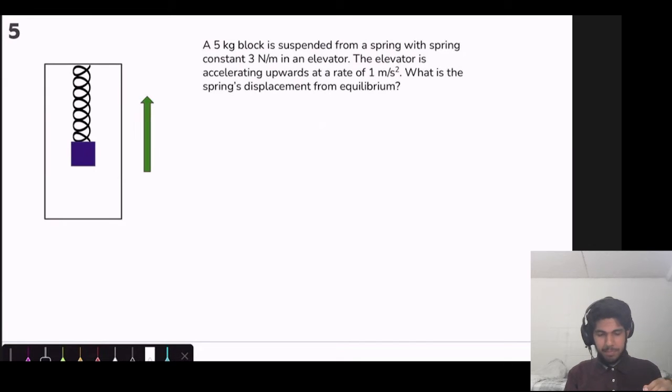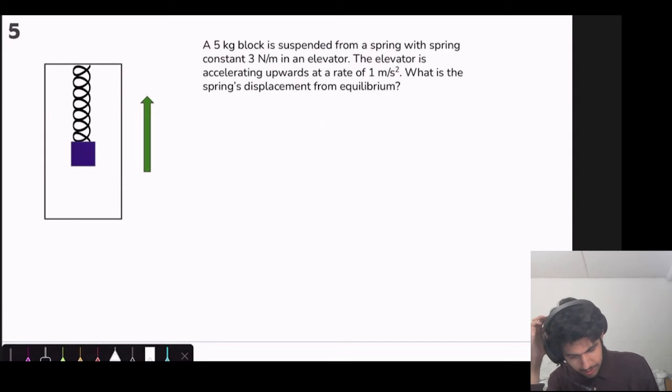I remember when I was taking physics, this kind of question was not my favorite type. I never looked forward to this, but it's important to learn how to solve these questions. So we have a 5 kilogram block suspended from a spring with spring constant 3 newtons per meter in an elevator. The elevator is accelerating upward at a rate of 1 meter per second squared. What is the spring's displacement from equilibrium?